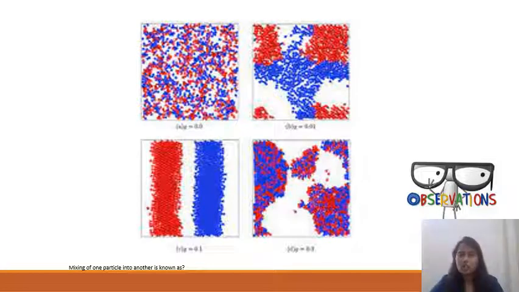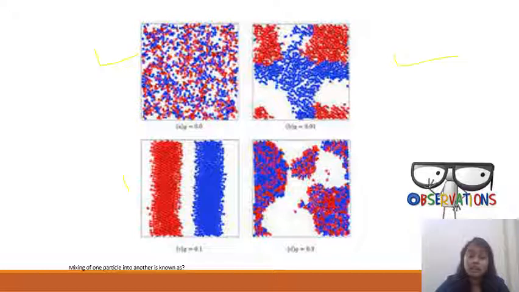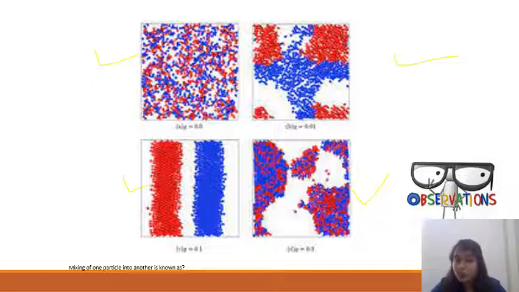Now, you can see some pictures on your screen. Yes, the first picture and then the second picture. First, second. Yes. Just tell me your observation. Okay. So basically there are two kinds of particles. First one is the red particle and the second one is the blue particle. So in the first picture you can see they are completely mixed with each other.